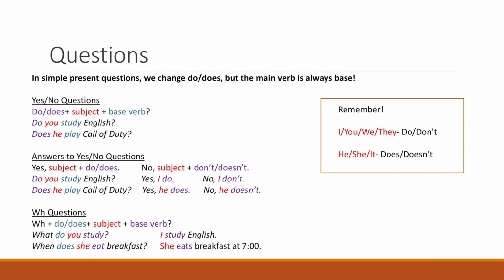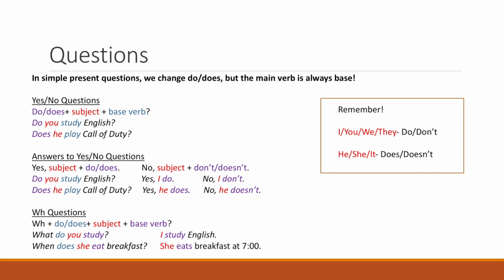For example, do you study English? Does he play Call of Duty? Again, in the first example, we're using do because the subject is you. Also note that study is the base form of the verb. In the second example, we use does because the subject of the question is he. Also, the base verb, play.